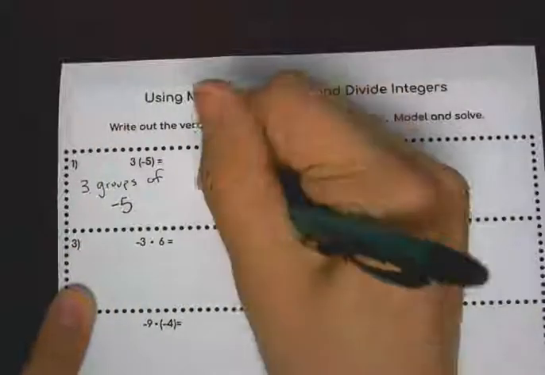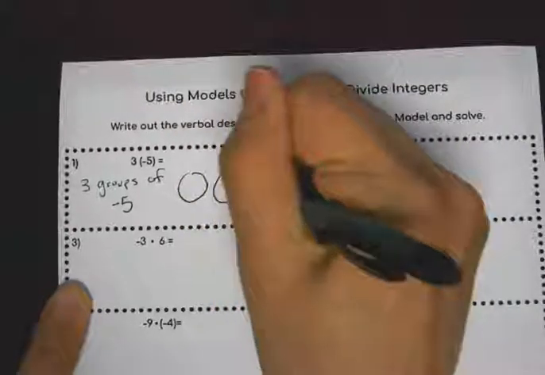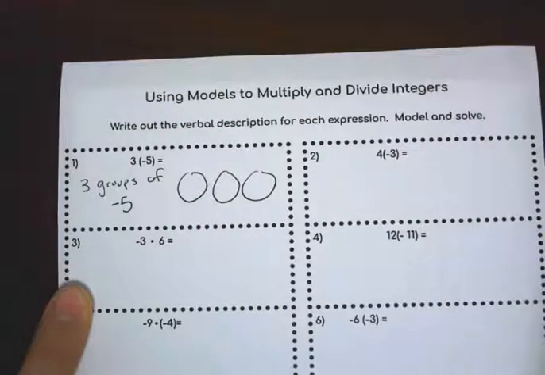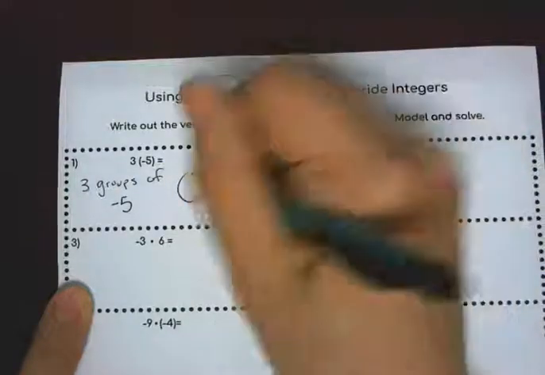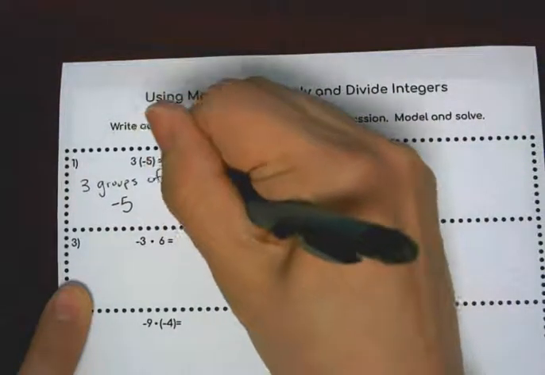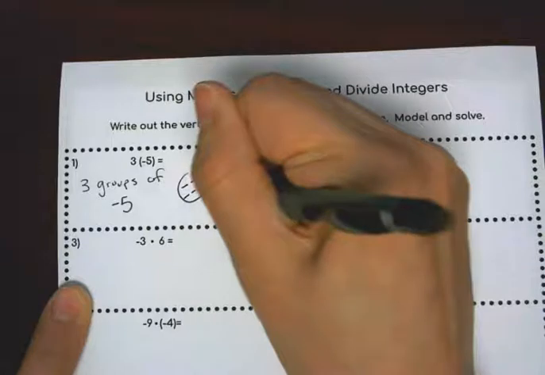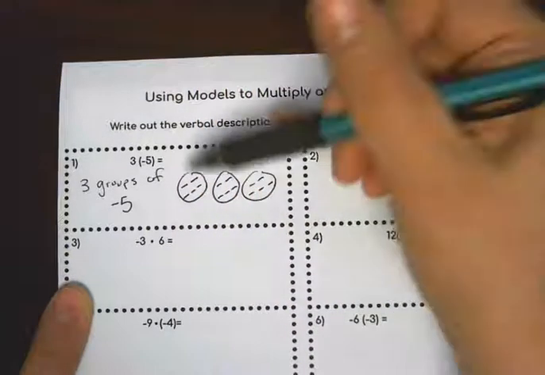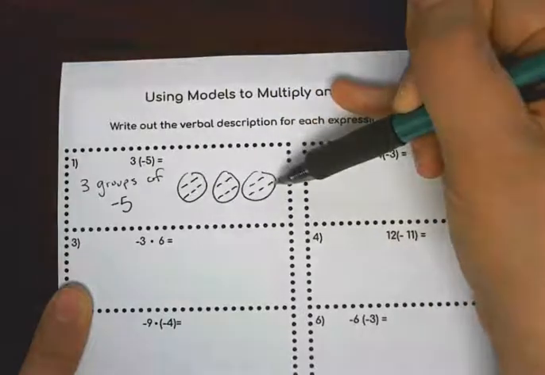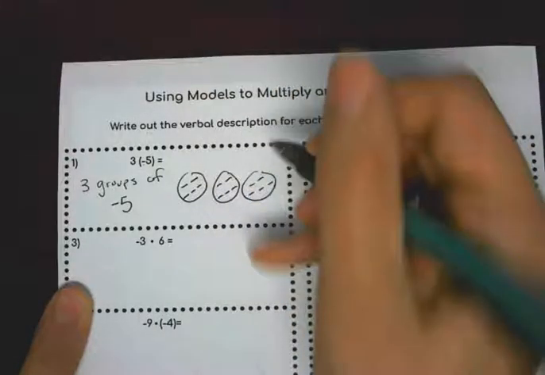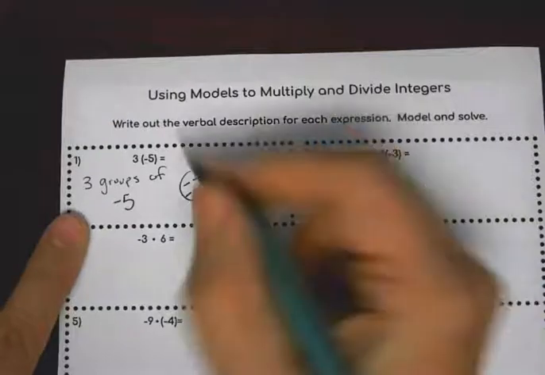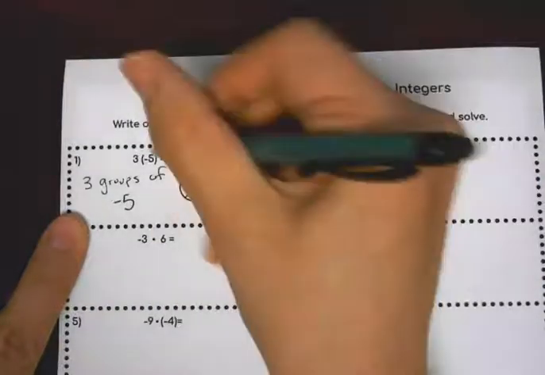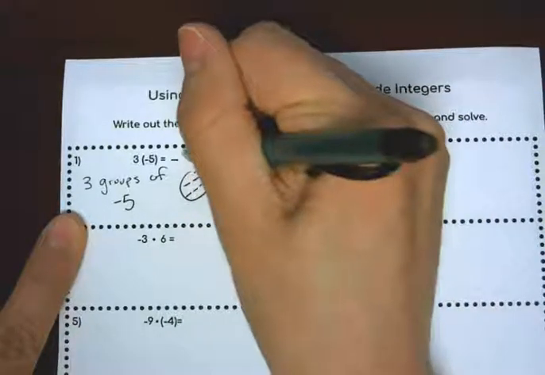And then I would model 1, 2, 3 groups. And in each group, I have to have 5 negatives. 1, 2, 3, 4, 5. So that's 5, 10, 15 negatives. And then there's no opposites, so I don't have to take the opposite of it because my first number is not negative. So it's just going to be negative 15.